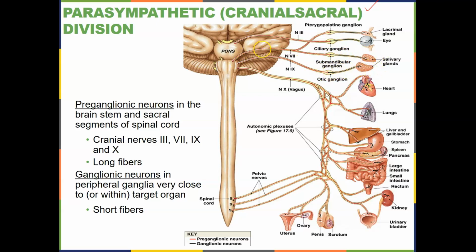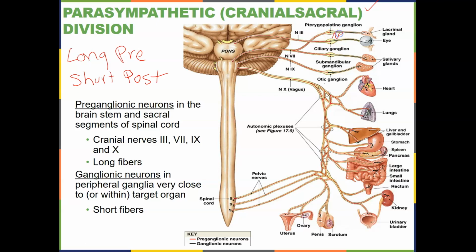What's happening here is you have long pre-ganglionics, so long pre's, and short postganglionics. And you can see that here. These neurons start in the brainstem, in the pons and in the brainstem, and they extend all the way out to the ciliary ganglion, submandibular ganglion, and so forth, to cause a separate response here. Here's what's interesting. You have acetylcholine at this junction. Actually, I'm wrong. That's norepinephrine at that junction.